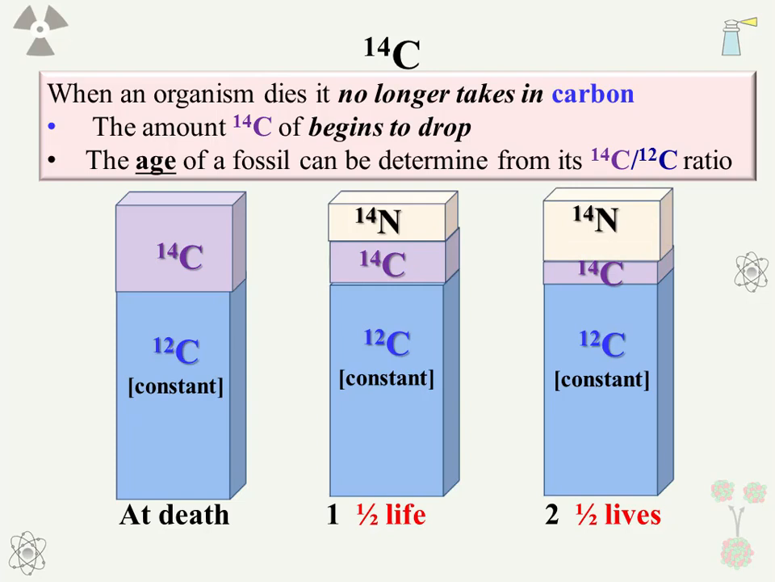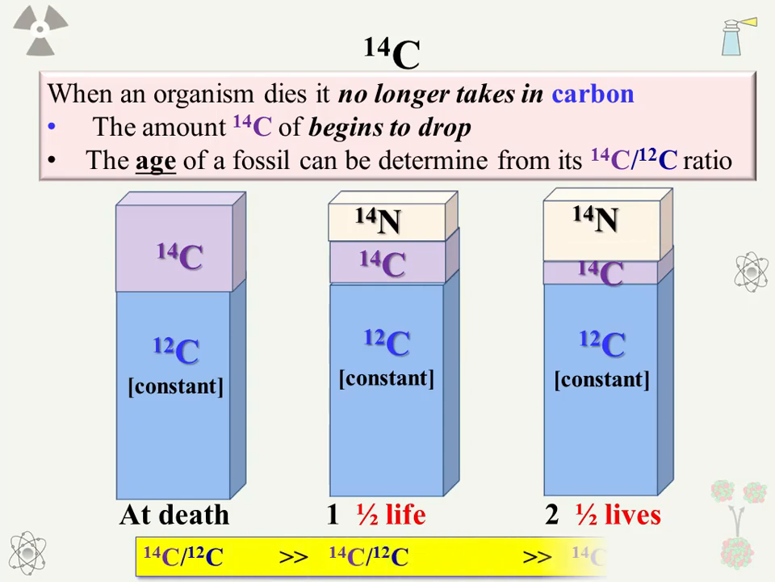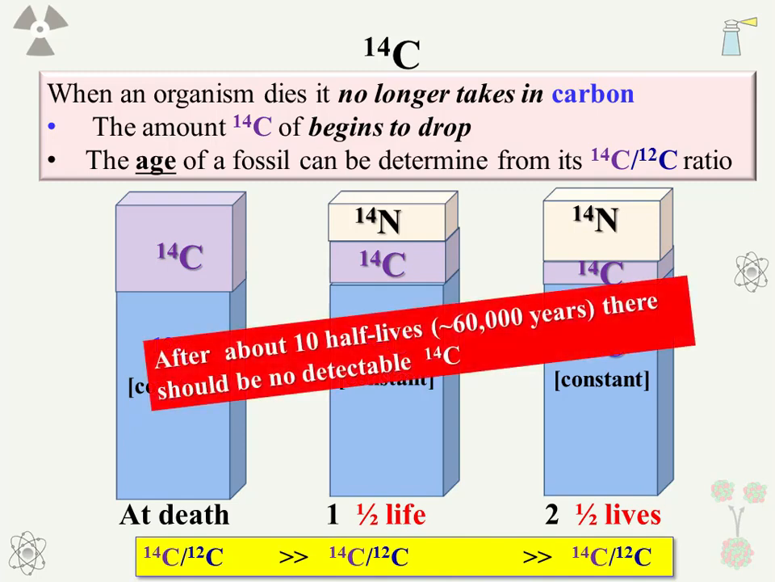When a sample of a fossil is analyzed, the carbon-14, carbon-12 ratio gives an approximate number of half-lives that has passed and can be used to estimate the age of death. There is a limit to this type of analysis, though. After about 9 or 10 half-lives, about 50,000 years, there will be virtually no detectable carbon-14. That means there is no detectable ratio and no way to gauge the age.